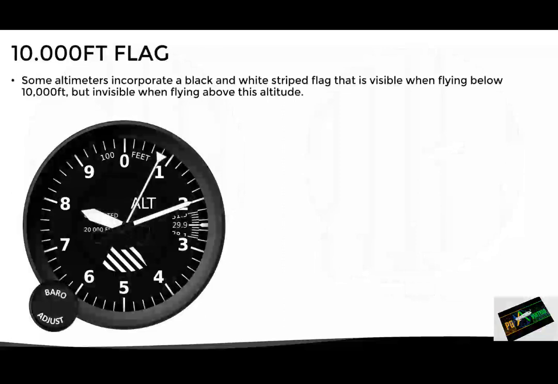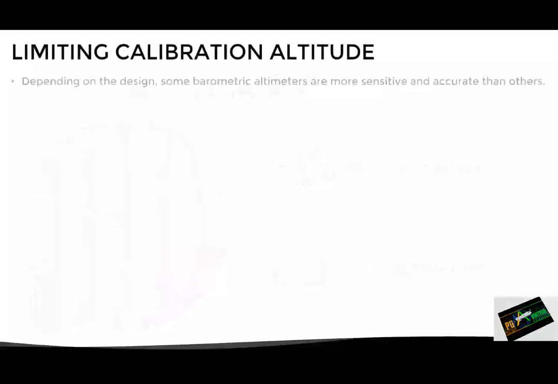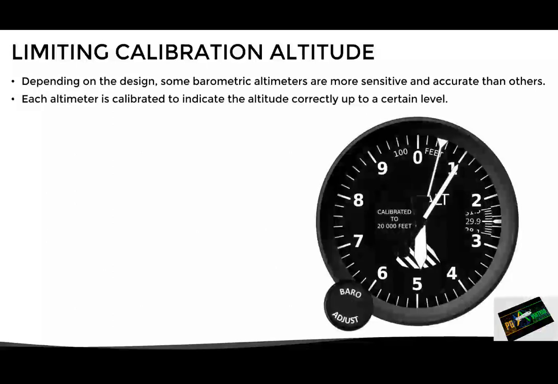This is the reason why most altimeters incorporate a 10,000 feet flag with black and white stripes. This flag is visible when flying below 10,000 feet, but it disappears when flying above this altitude. This way the pilot can easily determine if the aircraft is flying above or below 10,000 feet. The other thing to take into account is that each altimeter has a certain maximum calibration altitude. Since some barometric altimeters are more sensitive and accurate than others, each altimeter is certified to measure the altitude correctly up to a certain level. In this particular example, we can read in the dial that this altimeter is calibrated up to 20,000 feet.